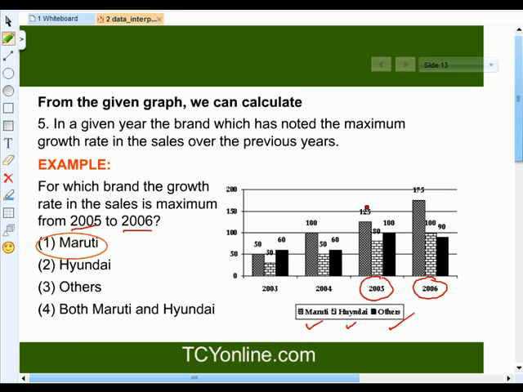We find that there is a maximum change or maximum growth in sales of Maruti as compared to other brands, because Maruti has increased from 125 to 175. That means an increase of 50, while Hyundai has an increase from 80 to 100. That's just an increase of 20. Similarly, in others there has not been growth, but a decrease of simply 10, because it's from 100, now down to 90. So we can say that the maximum growth in the sales of Maruti can be seen from year 2005 to 2006.